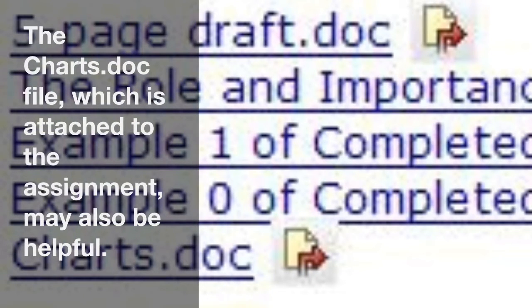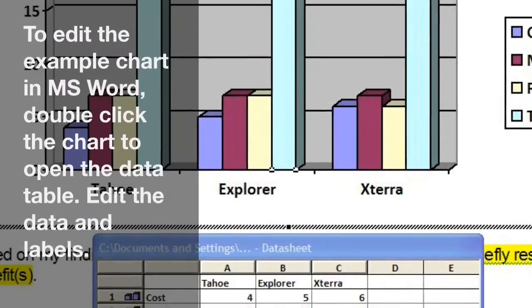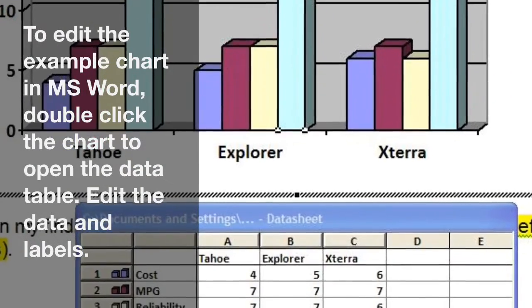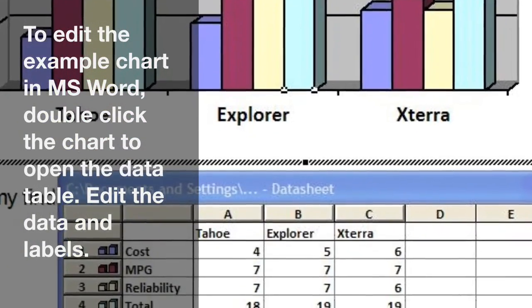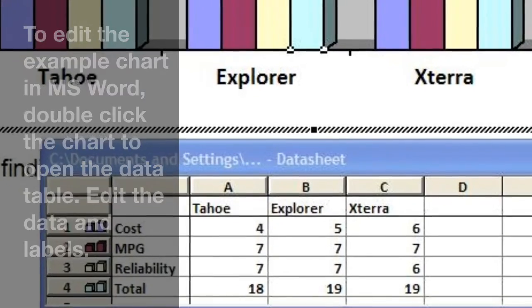The charts.doc file, which is attached to the assignment, may also be helpful. To edit the example chart in MS Word, double-click the chart to open the data table, edit the data and labels.